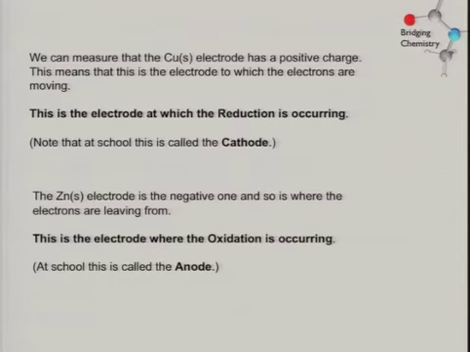The zinc electrode is the negative one. See, that's better. I like that better. The zinc electrode is the negative one, and so is where the electrons are leaving from. And so the negative electrode is where you get your oxidation occurring, and this is called the anode in high school language, right? So we talk about positive and negative electrodes rather than cathodes and anodes. It's kind of the same deal. I don't really mind if you think about it as being cathodes and anodes, but you're not going to see us use those words here.